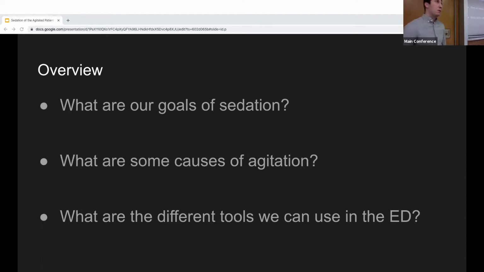So the overview of what I wanted to discuss today: what are the goals of sedation? What are some of the causes of agitation? And then what are the different tools that we can use in the ED?